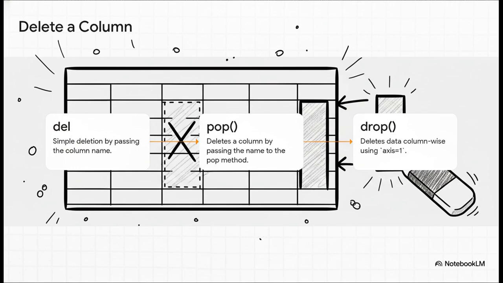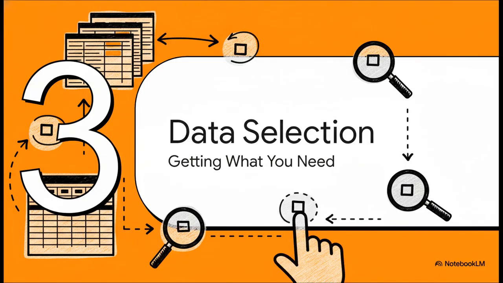Now, data frames aren't set in stone. You can change them after you create them, which is a property we call being mutable. A really common task is getting rid of a column you don't need. And you've got a few ways to do it. You can use the simple del keyword. You can use the pop function, which is cool because it removes the column but also gives it back to you in case you want to use it for something else. But the most powerful way is the drop method. Just remember, with drop, you have to tell it axis equals 1 to make it clear you're dropping a column, not a row.